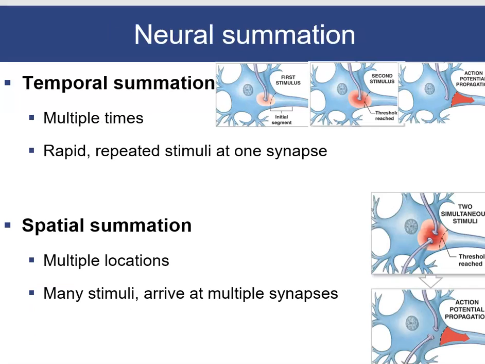Temporal summation is when a neuron is bombarded multiple times in a row. Rapid, repeated stimuli at a synapse eventually open enough channels to bring that cell to threshold. Spatial summation: here we have two different signals coming in, multiple locations that are sending information. So many stimuli arrive at multiple synapses, and when you add up the effect, it is enough to reach threshold and send an action potential.